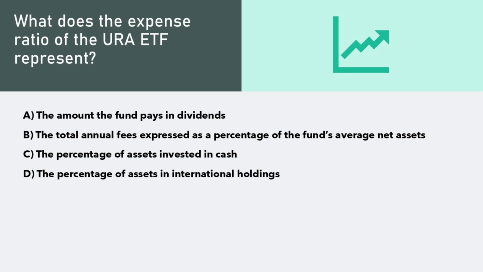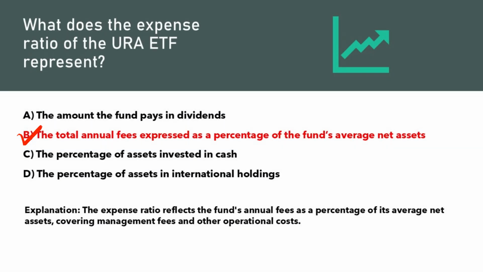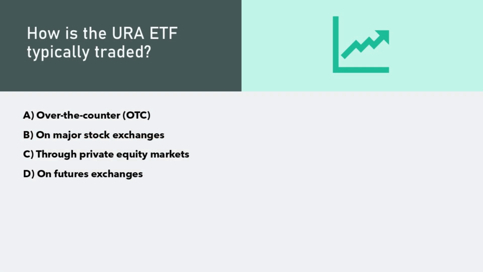What does the expense ratio of the URA ETF represent? Answer: B. The total annual fees expressed as a percentage of the fund's average net assets. Explanation: the expense ratio reflects the fund's annual fees as a percentage of its average net assets, covering management fees and other operational costs. How is the URA ETF typically traded?